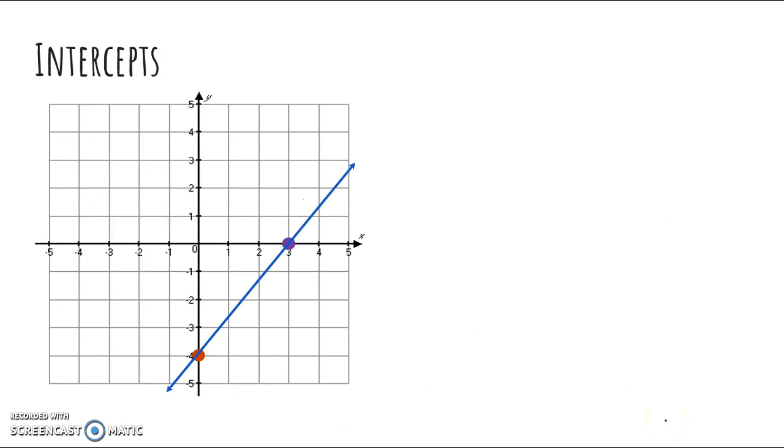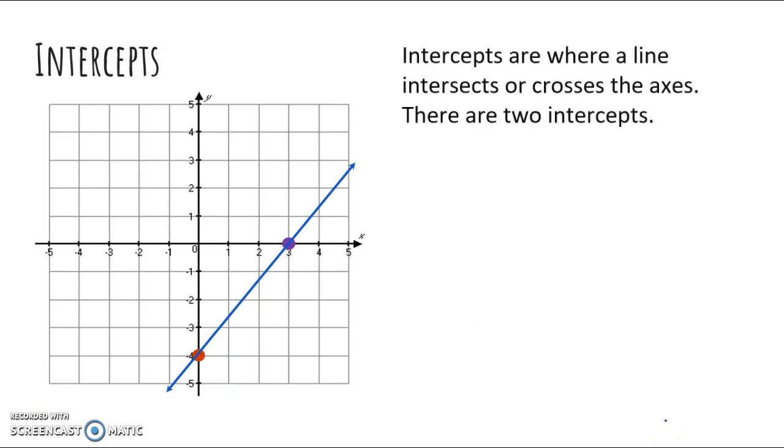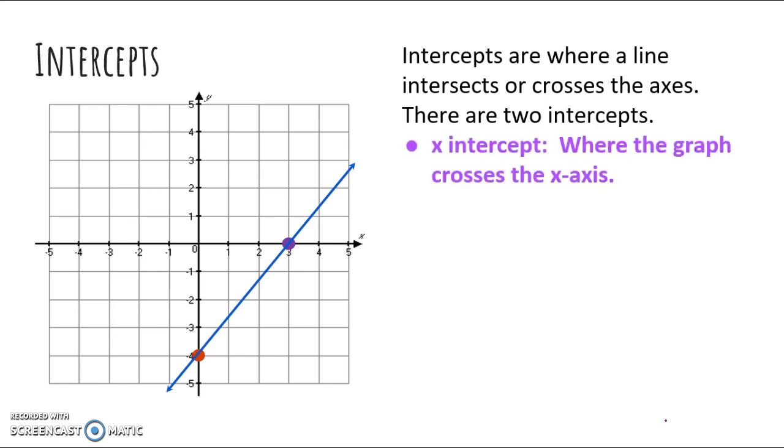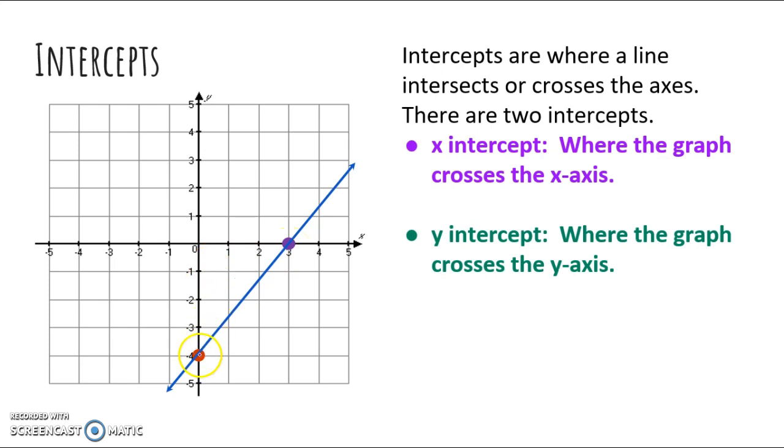Next, we're going to talk about intercepts. Intercepts are where the line intersects or crosses the axes. And there are two intercepts that we will be learning about, the x-intercept and the y-intercept. The x-intercept is where the graph crosses the x-axis. So it's right here. It crosses the x-axis at 3. The y-intercept is where the line crosses the y-axis. So it crosses at -4.